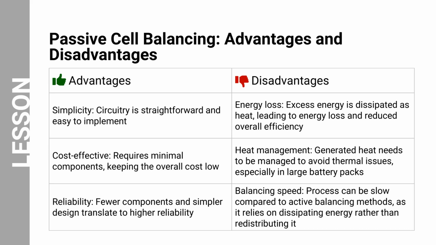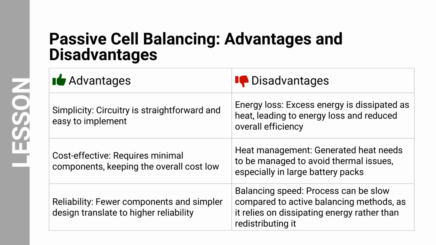Cost-effective. Passive cell balancing is less expensive because it requires fewer components, like resistors, and doesn't need complex circuitry or algorithms. This helps keep production and maintenance costs low. Reliability. With fewer components and a simpler design, passive cell balancing systems are less prone to failure. There are fewer parts that can malfunction, making the system more reliable and easier to maintain over time.